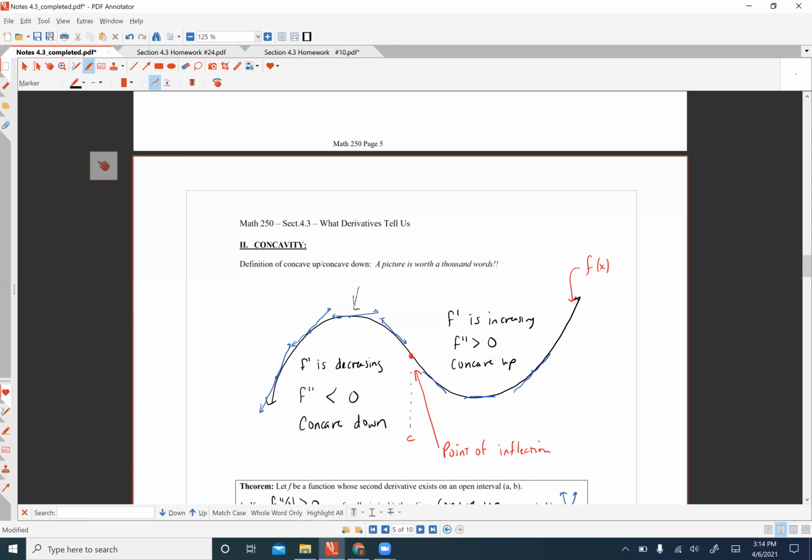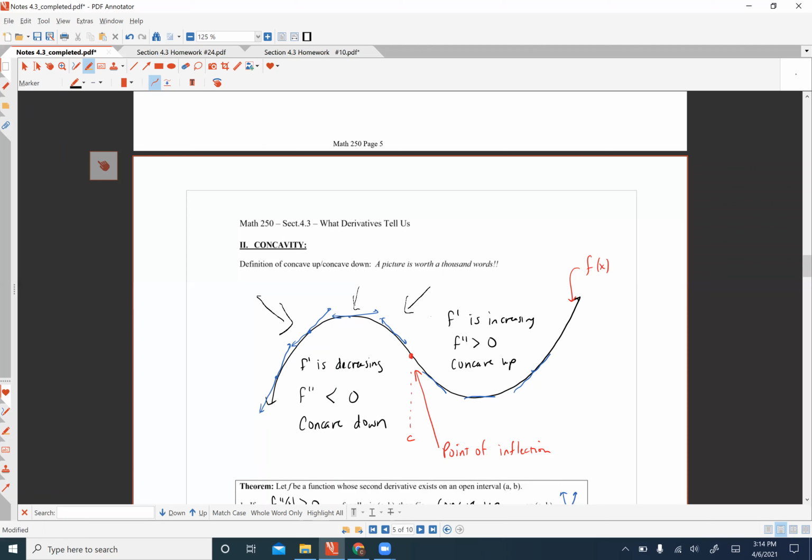So the derivative function is actually decreasing, right? The slopes are decreasing. So even though the slopes might be positive, the slopes are decreasing. If you graphed it here, the graph of the derivative function would be above the x-axis. And here, the graph of the derivative function would be below the x-axis, but it would be going down. So the slope of the slope of the derivative function is negative.